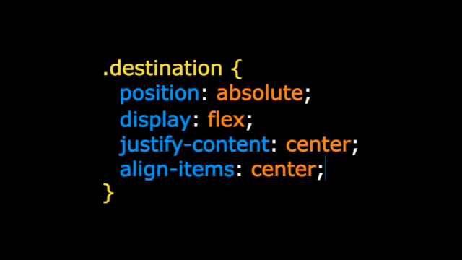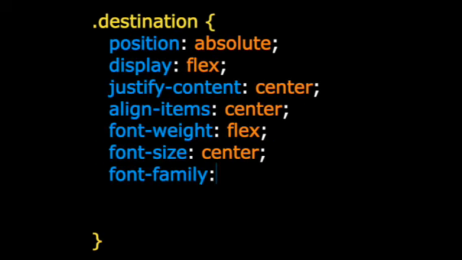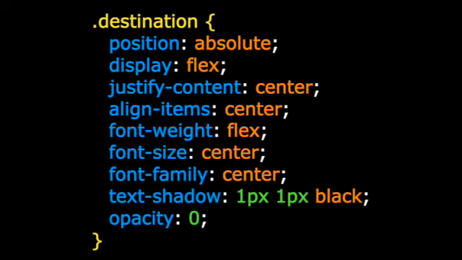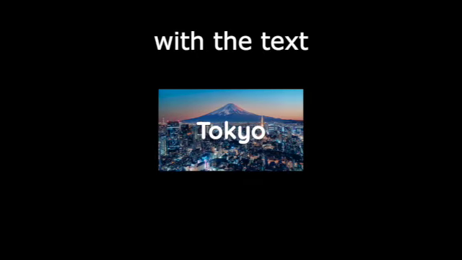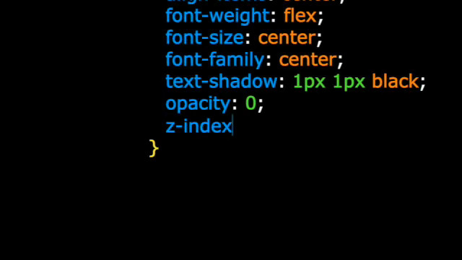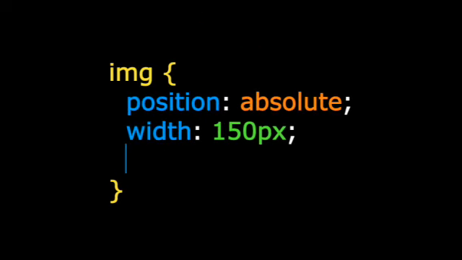Put in the display. Add the font properties with the text shadow and opacity to 0. We are going to give the images a position of absolute and a width of 150 pixels. In order to stack the images with the text, we will use the property z-index in the destination divs at -1, and the image will sit under it with a z-index of -2.